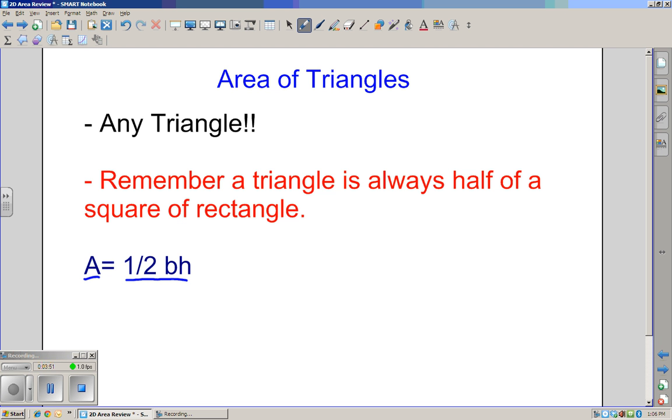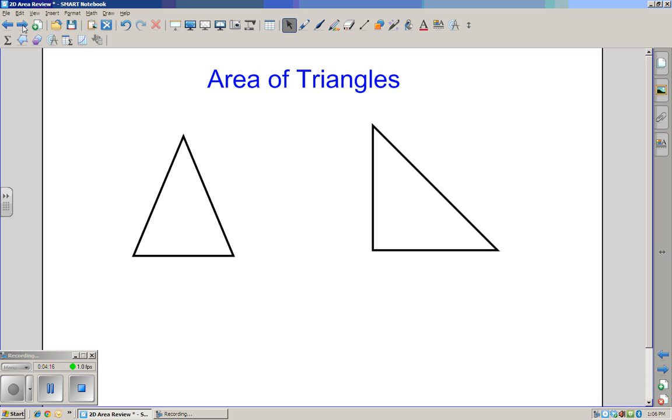Where we get this from, and if you ever forget how to find the area of a triangle, just remember, any triangle, no matter how I draw it, is half of a square or a rectangle. You can kind of see that from my drawing right there. Any triangle is half of a square or a rectangle. That's why we do the base times the height, and we take half of it. So I'll do an example for you.